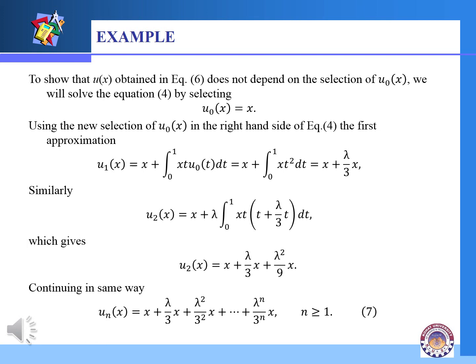Similarly, u2 of x will be equal to x plus lambda integral from 0 to 1 xt into u1 of t dt. Since we computed u1 of x is equal to x plus lambda by 3x, we substitute u1 of t is equal to t plus lambda by 3t, which gives u2 of x is equal to x plus lambda by 3x plus lambda square by 9x. And continuing in the same way, the nth approximation un of x is given in 7.